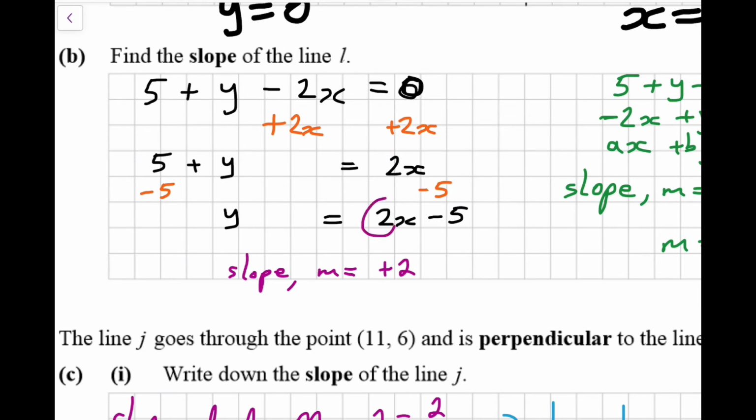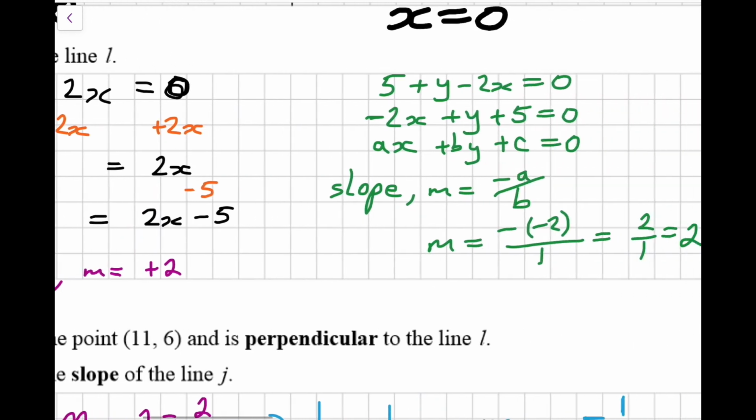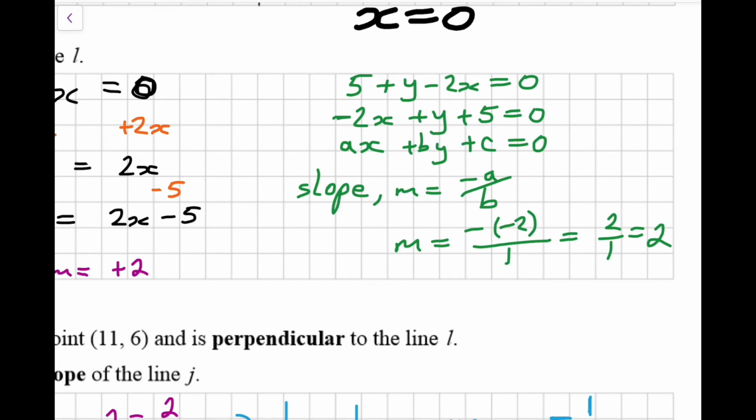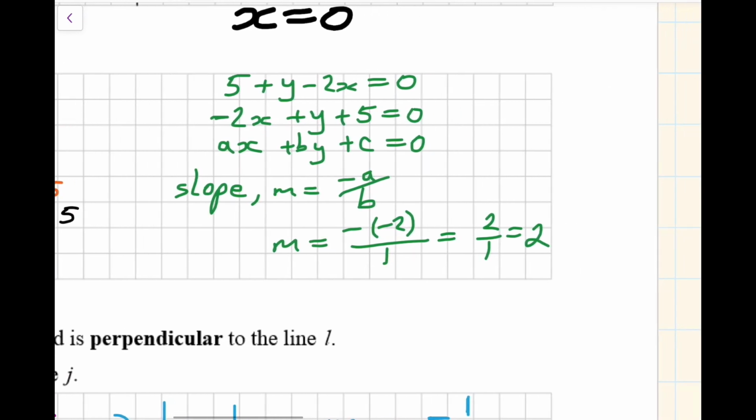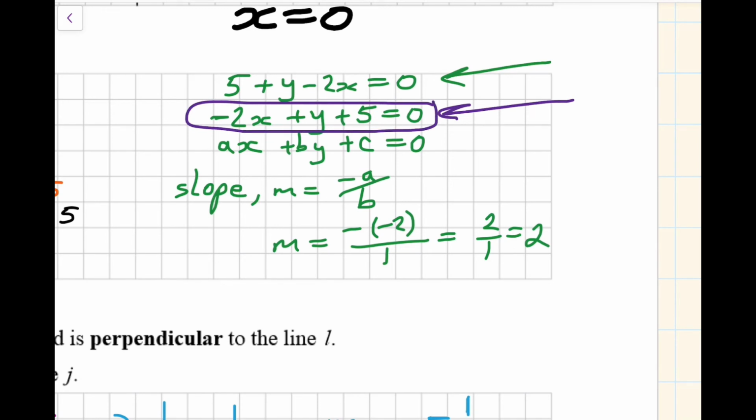I can pick out the coefficient of x. That's my slope. Slope is 2. Question answered. Alternatively, another way is a different way to get the same answer. Same equation at the very start. This time I'm just going to rearrange it a little bit. I'm not doing anything to either side. I'm literally just rewriting the order of the terms to create this line here. Okay, so nothing done to either side of the equation there, just reordering everything.